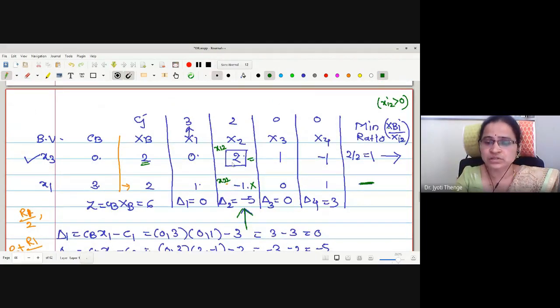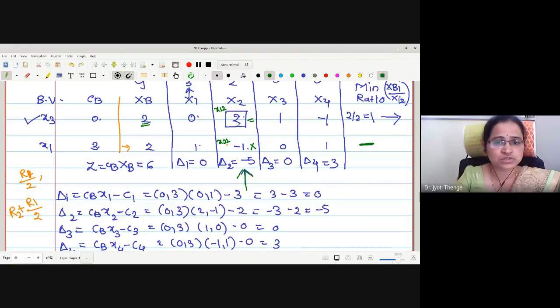And what is the intersection of both the entering and outgoing variable? It's 2, right? The variable corresponding to the second column will enter the basis. The variable corresponding to the first row will leave the basis. The intersection is 2, called the pivot element. Now we want to convert this pivot to 1, and the remaining entries to 0. Which two row operations should I use? R1 by 2 is the first row operation. Second row operation, what should I use?